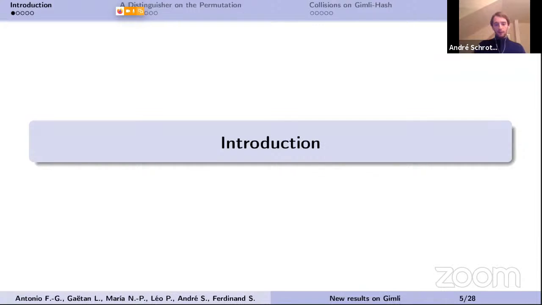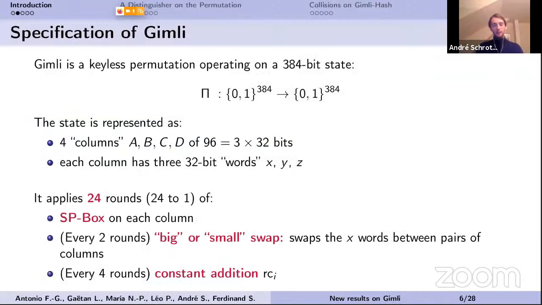Okay, so Gimli, as I said, is a permutation, so it doesn't have any key. It's a keyless primitive that operates on a 384-bit state. This state is divided into 4 columns that we name A, B, C, and D of 96 bits, and each column has 3 words of 32 bits that we name X, Y, and Z. And the permutation has 24 rounds, which are numbered from 24 to 1, in decreasing order.